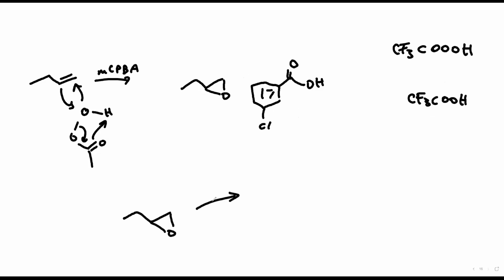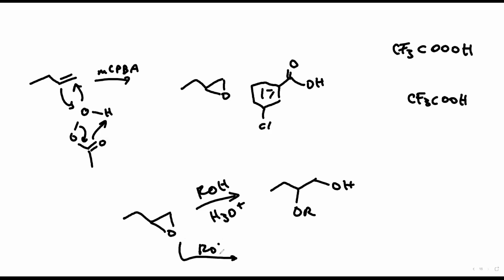And remember epoxides, we have ways of cracking them open. We can crack them open in acids, so H3O plus, or let's just do ROH, H3O plus. That would open up on the more substituted side, so OR adds here, OH adds here. All right, if I want to reverse that selectivity, open up on the less substituted side, I use base. So now OR will be here, OH will be here.